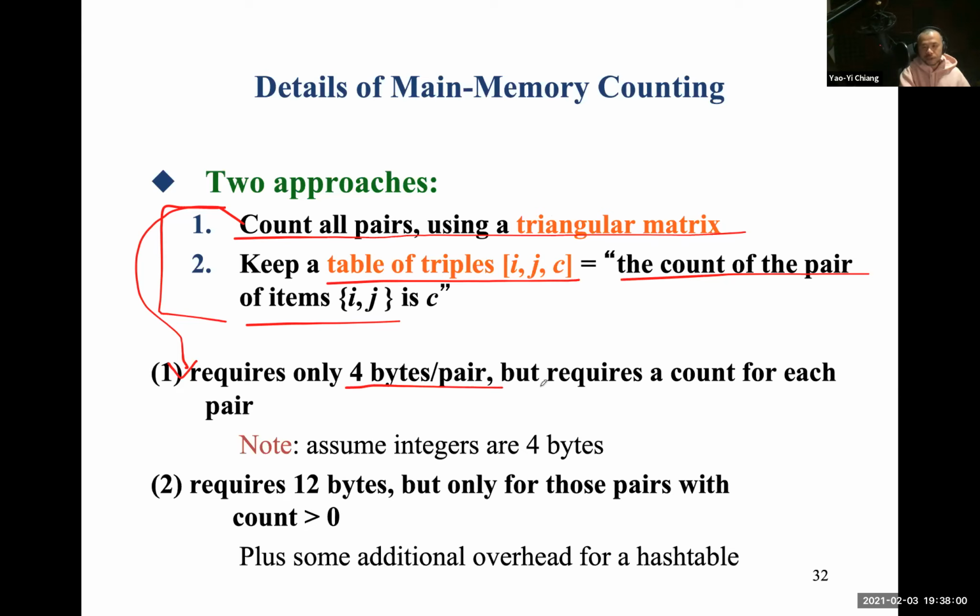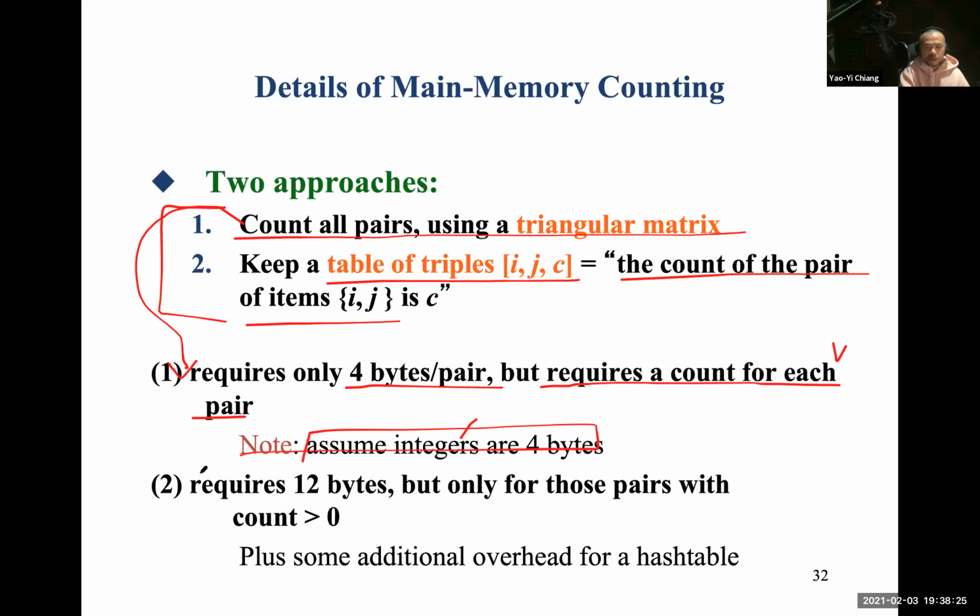However, it requires you to initialize a counter for each pair, right? Remember, sometimes some pairs will not appear together, so you are losing counters. You're initializing counters for nothing. And here we are assuming all the integers are 4 bytes, okay? A counter is 4 bytes, great. So this is your baseline.